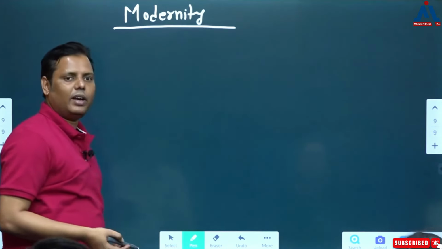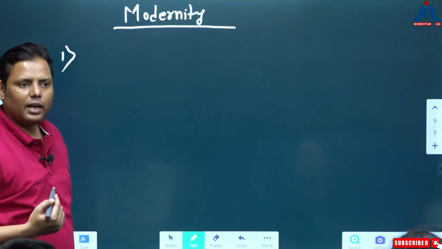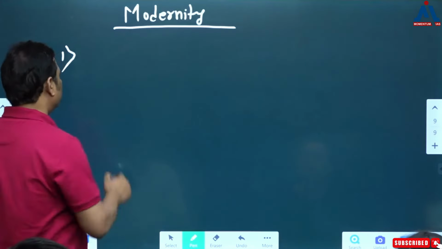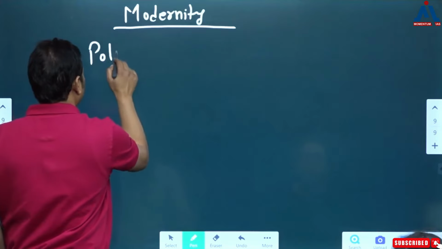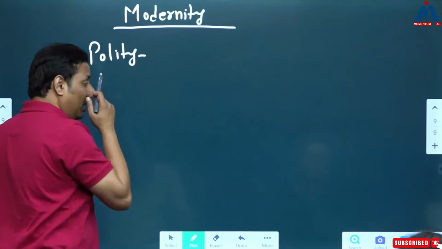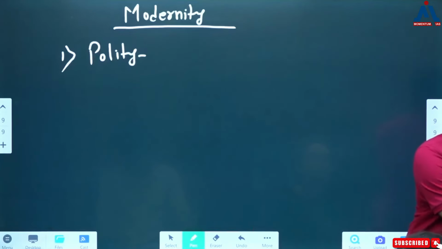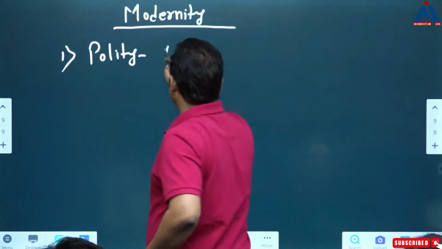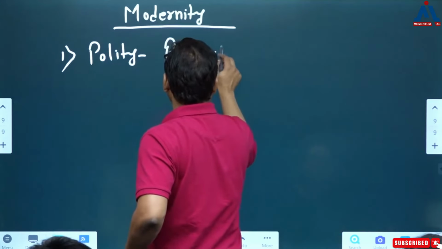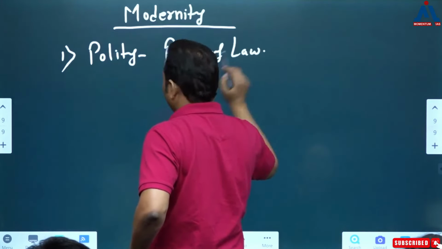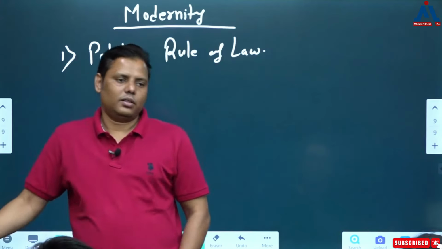So we can evaluate it on the basis of the various aspects of society. What is the first aspect of society? That is polity. Now what kind of polity can be considered as a rational, as a modern polity? Democracy. Okay. And what is the core feature of democracy? Very nice. It's known as rule of law. Now what is this rule of law?